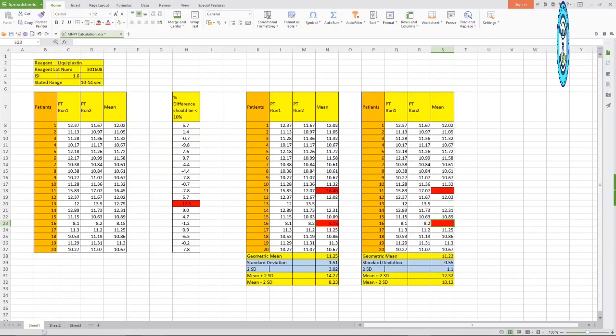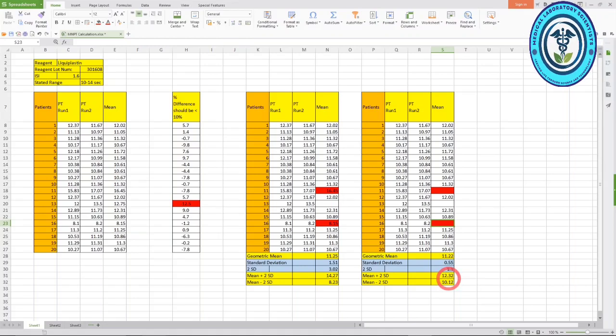Calculate the new geometric mean with the inliers. It comes out to be 11.22 and this is the mean normal prothrombin time for this lot of thromboplastin. As is evident, the MNPT has changed from 11.25 in the previous calculation to 11.22 now. Since the standard deviation has also changed, the ranges also change accordingly. This final range, 10.12 to 12.32, will serve as the biological reference range for this lot of thromboplastin.